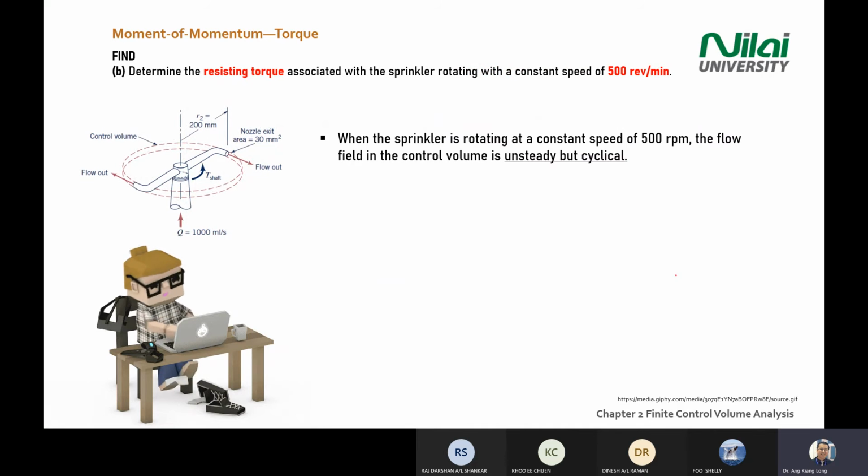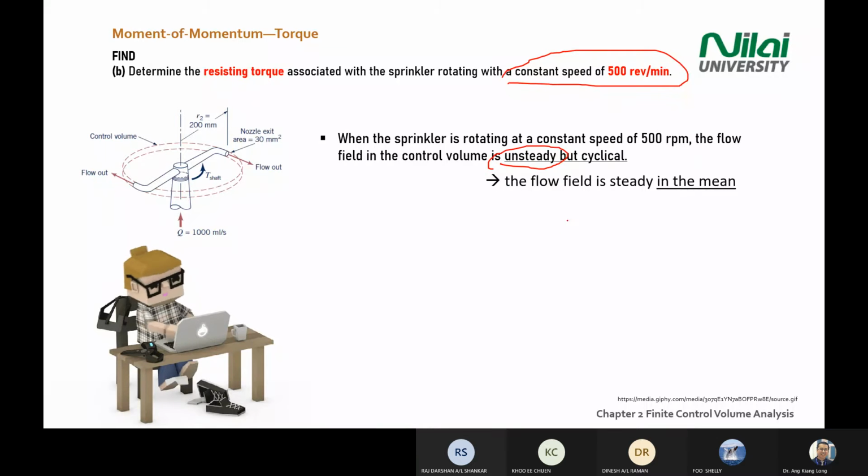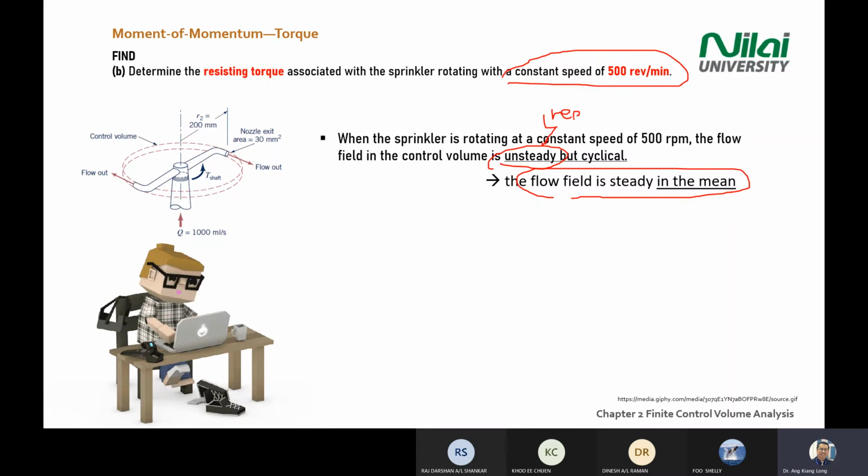The next one, the second case, B. What happens if your sprinkler head rotates at constant speed, 500 revolutions per minute? The flow in the control volume will be unsteady, but you are seeing a cyclical flow in this circle domain. We will assume that the flow is steady. Again, this is a very important concept. In the real case, it will not be steady, but when you do the calculation, you assume it's steady.